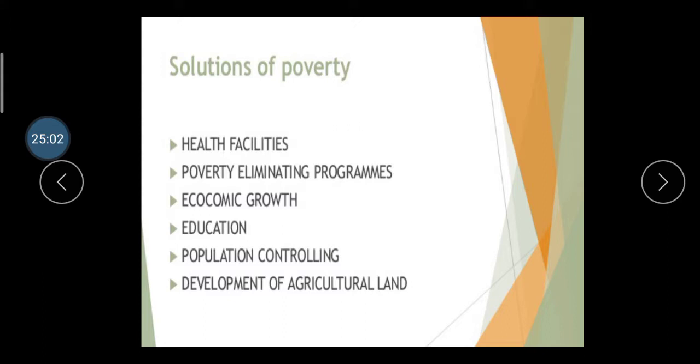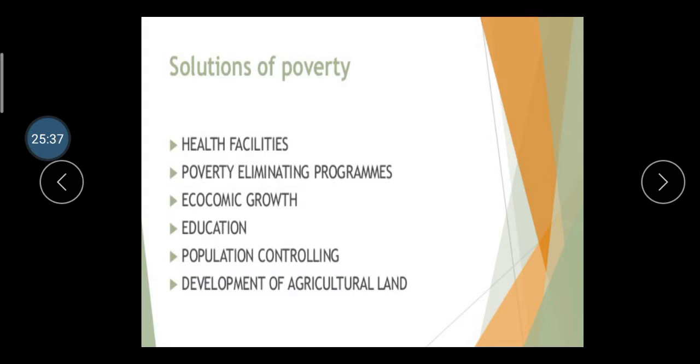Then after, you should provide health facility. Take the example in our Bhavnagar, there is the Sir Takht Singh Ji hospital, they provide health facility for 2 rupees, right. So this type of facility provided to the poor, so their life can be appropriate. Then poverty eliminating programs, you have to do these programs so that you eliminate the poverty. Then economical growth, if the economical growth of our country is higher, then automatically we can solve our poverty problem.